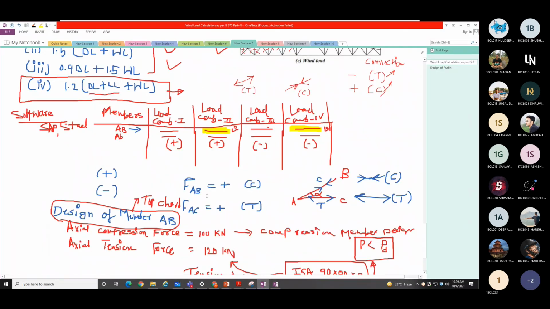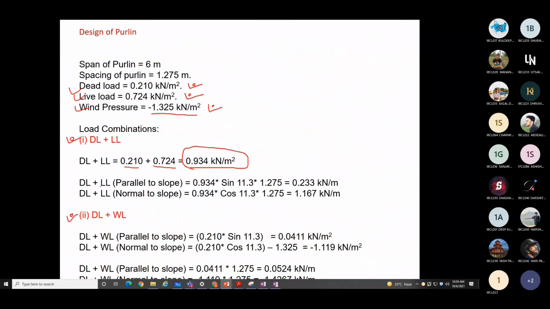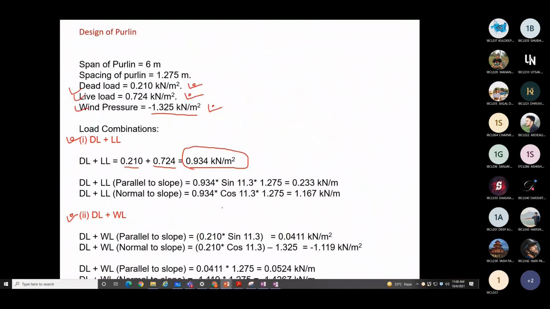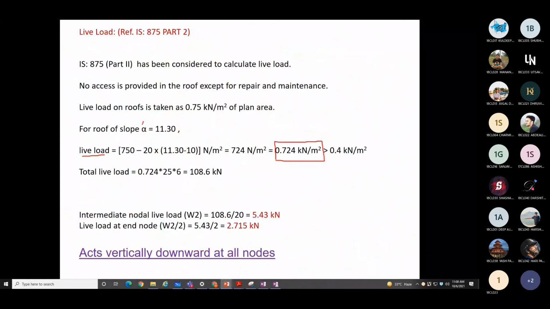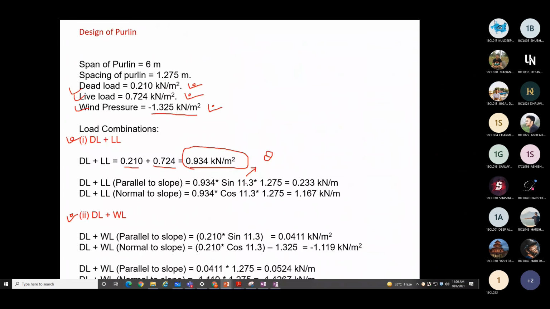As I discussed, we require to resolve the load normal to the slope and parallel to the slope, and that calculation is made over here. Dead load plus live load parallel to the slope is 0.934 into sine theta, where theta is the angle of the truss. In the calculation we have the slope of roof as 11.30, so that 11.30 has been applied over here.